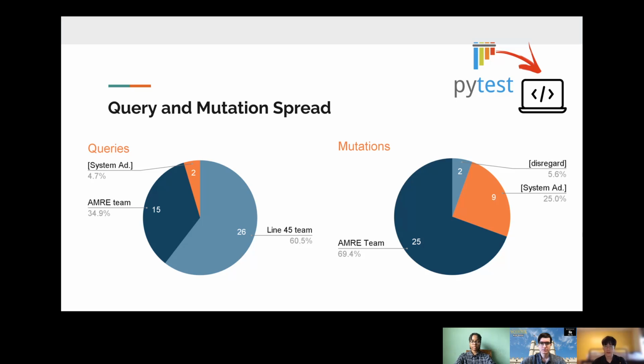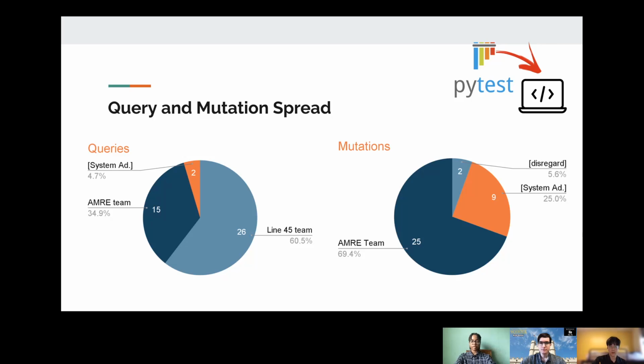And so the pie chart on the left shows the proportion of queries that were disregarded, written from scratch, or improved on, respectively. The majority of the query tests were provided by the Line 45 team, and we used them as the basis for writing the other 15 tests from scratch. The 2 queries were disregarded due to system admin permissions, and we were explicitly told by our client that there was no need to work on these queries.